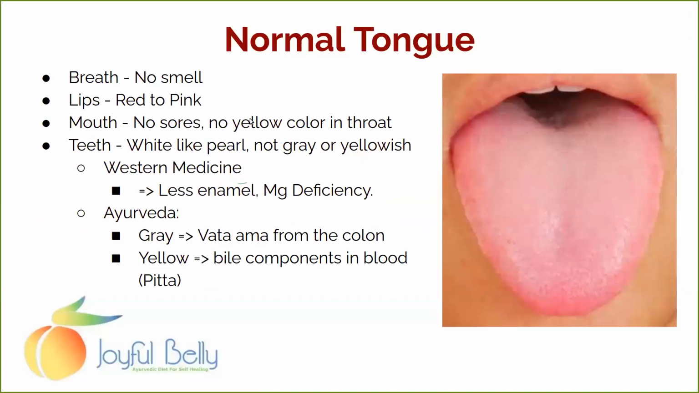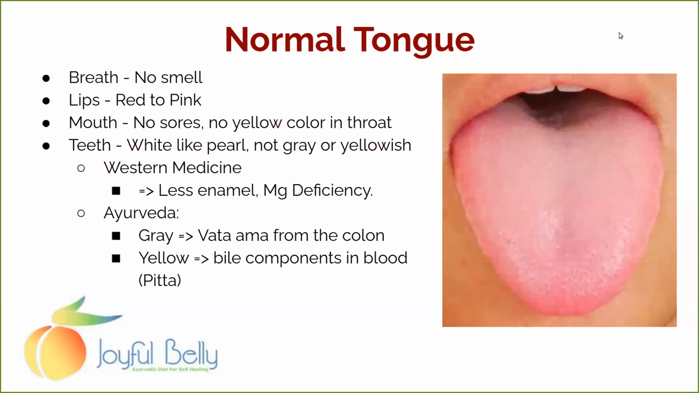Let's look at a normal tongue. Normally, when you look at a tongue, one, the breath should have no smell. The lips should be red to pink. There should be no sores or yellow color in the throat. The teeth should be white like a pearl, not grayish or yellowish. In Ayurveda, if a person has gray teeth, that's vata ama in the colon. And if it's yellow, it could be bile components in blood, which is pitta. If any of you know what those doshas mean.